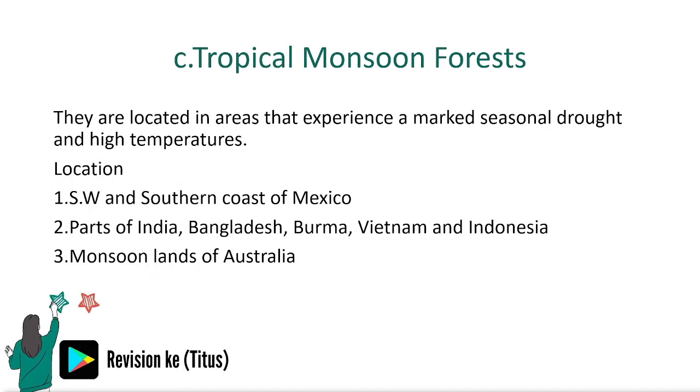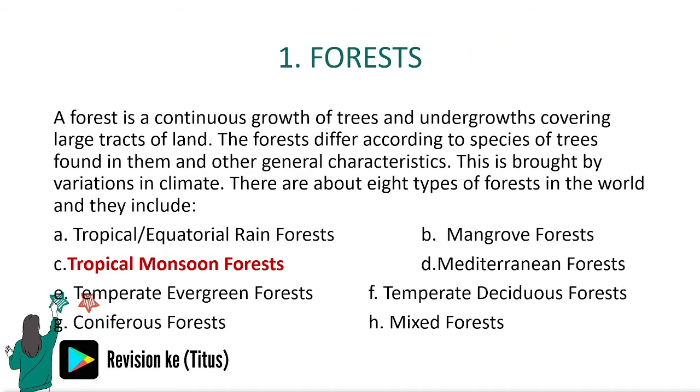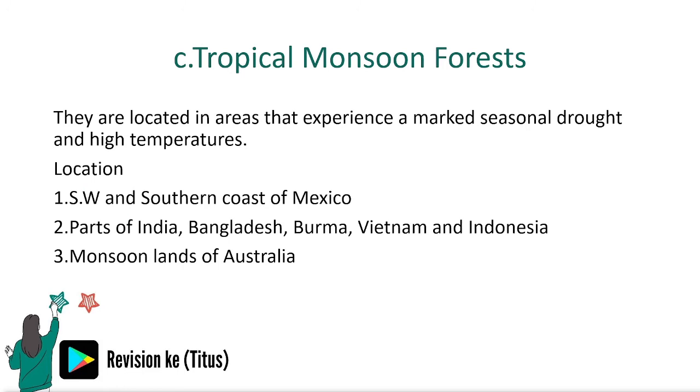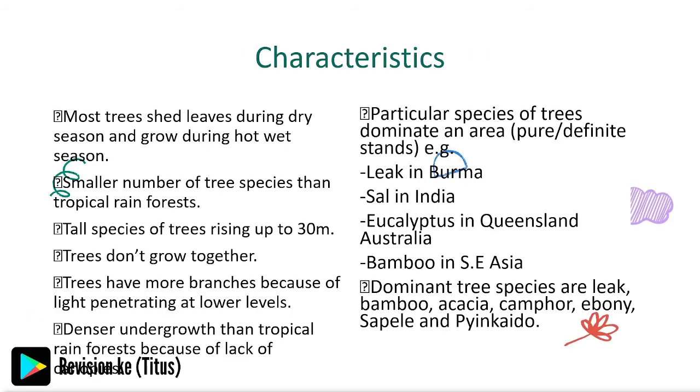The third classification is tropical monsoon forests, after mangrove forests. They are located in areas that experience a marked seasonal drought and high temperatures. The locations could be the southwestern and southern coast of Mexico, parts of India, Bangladesh, Burma, Vietnam, and Indonesia, and the monsoon lands of Australia. Most trees shed leaves during the dry seasons and grow during hot, wet seasons. There is a smaller number of tree species than in tropical rainforests. Trees don't grow together. They have more branches because light penetrates at lower levels.